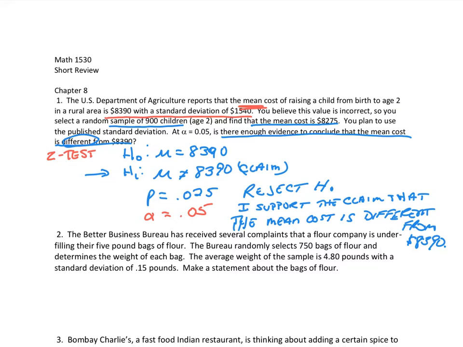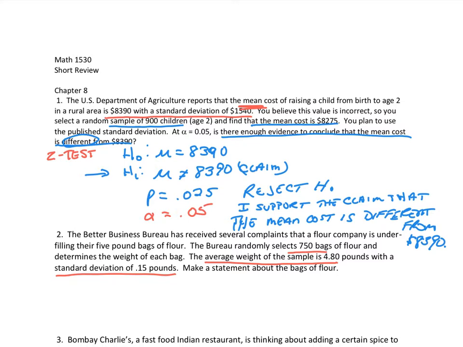Number 2, the Better Business Bureau has received several complaints that a flour company is underfilling their 5-pound bags. The Bureau randomly selects 750 bags and determines the weight of each bag. The average weight of the sample is 4.8 with a standard deviation of 0.15.